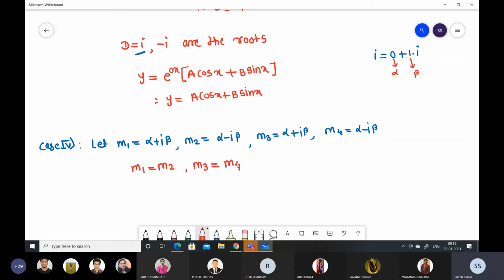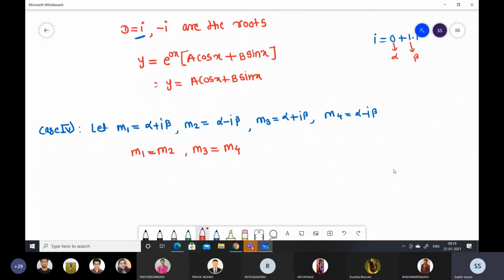Now in such a situation, what will be the change in the complementary function? What will be the change in the solution that we have to see? Here we have the complex roots case, and we have to write the solution like e to the power alpha x (a cos beta x plus b sin beta x).